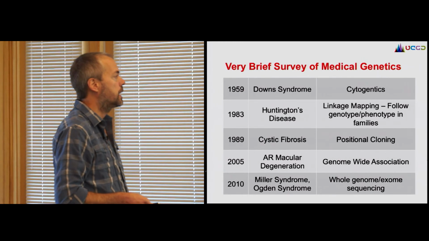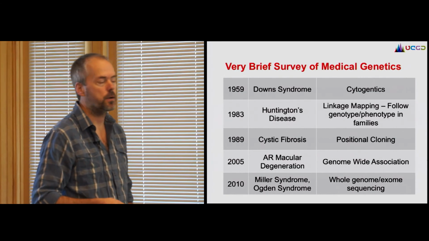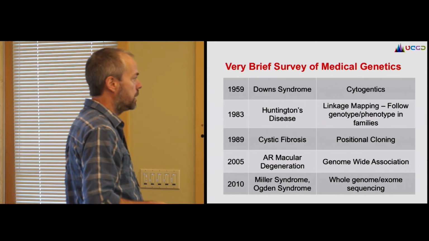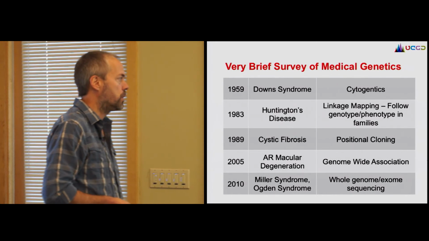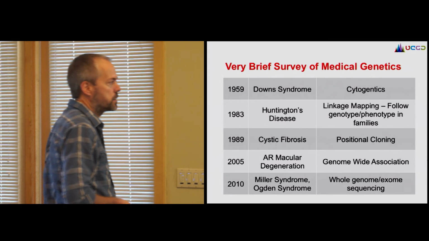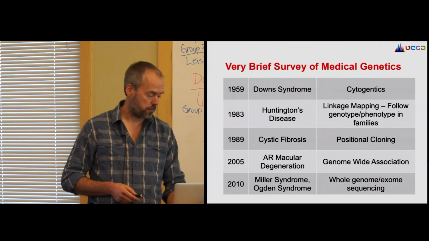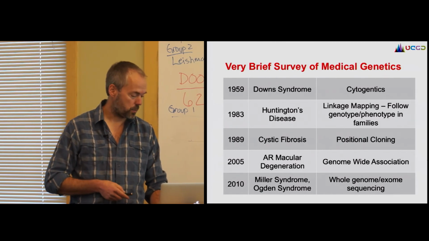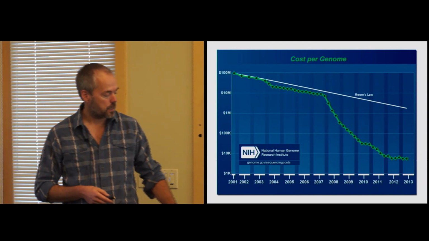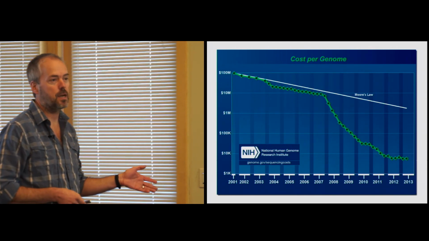And then finally, next-generation sequencing comes along, and we have the ability to resequence entire human genomes. And a couple of the early efforts out of the Utah groups, Miller syndrome and Ogden syndrome, utilized those new technologies to understand causes of disease, or in the case of Ogden syndrome, to describe an entirely new disease based on next generation sequencing. So I'm sure you've probably seen this slide several times already this week.